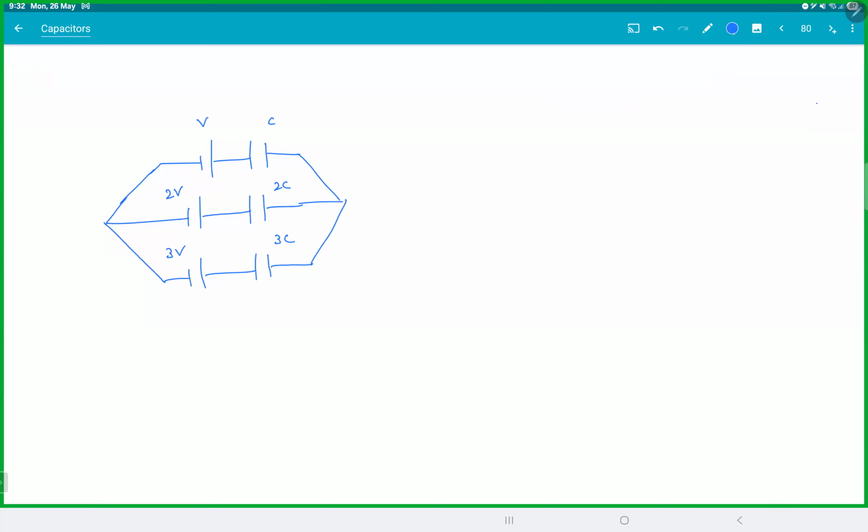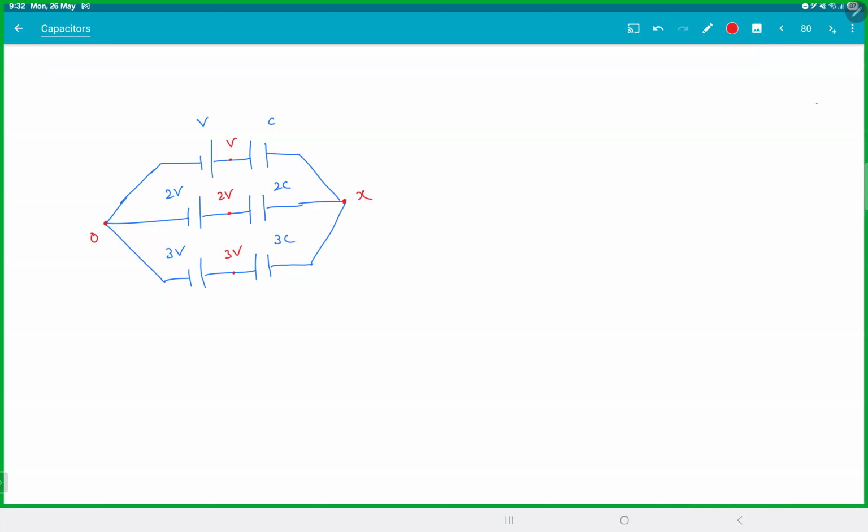Step 1, find a point with zero potential. Generally, the best point is always a negative terminal of a battery. Makes your life easy. If you take that as 0, this guy becomes V, this guy becomes 2V, and this guy becomes 3V, isn't it? That is the best point to start. So finding a good point is also important. Actually, you could have chosen anything, but that would be the best point. And this is X.